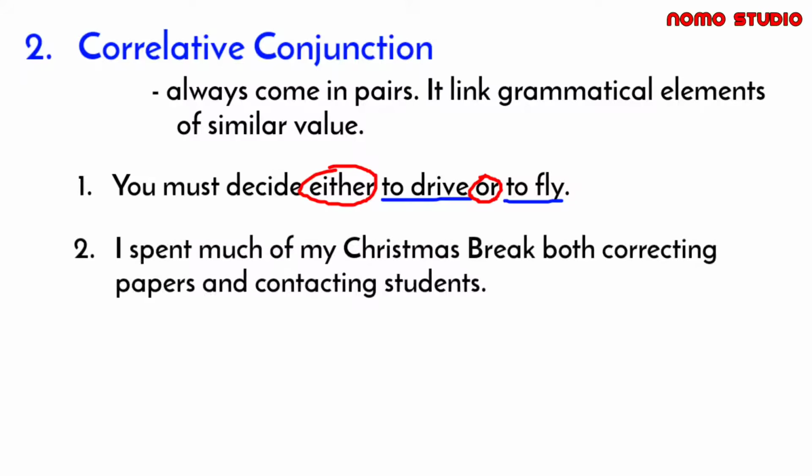I spent much of my Christmas break both correcting papers and contacting students. These 2 elements are both participial phrases. This means the correlative conjunction was used correctly because it is in parallel construction. In our next example, I'll show you a correlative conjunction usage error.